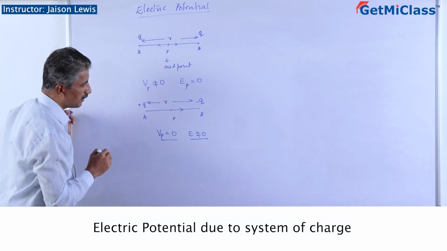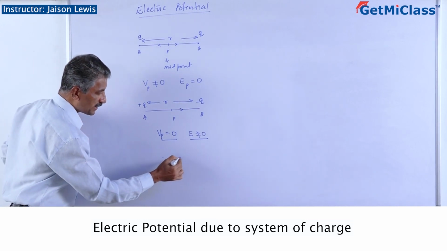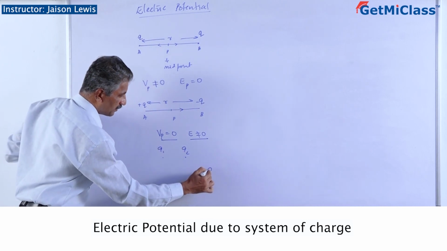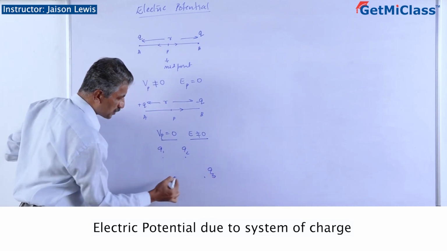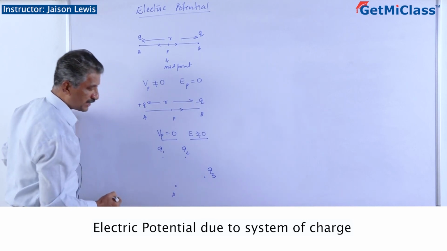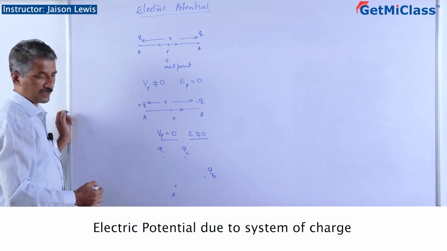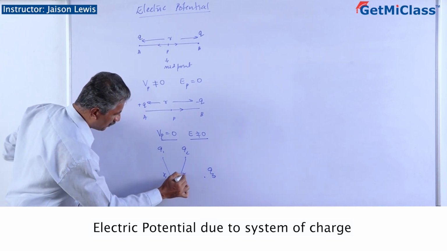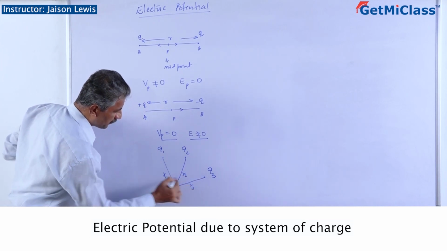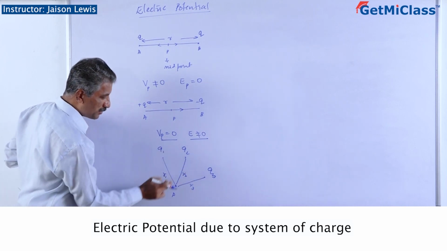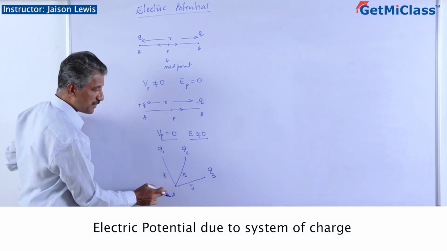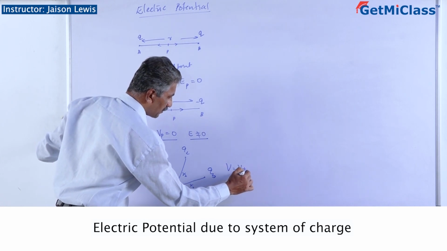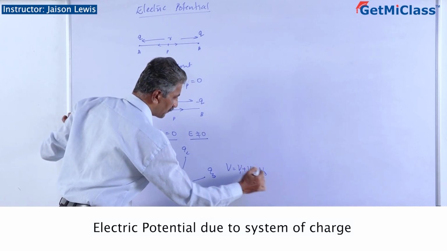In the same way, if there are many charges, say Q1, Q2 as well as Q3, and we have a reference point to find the potential due to these charges, we have to consider distances, say R1, R2 and R3. So the total potential because of the three charges at point P is just the algebraic sum: V1 plus V2 plus V3.